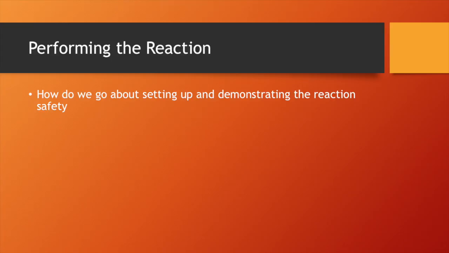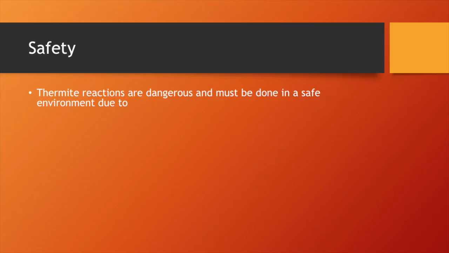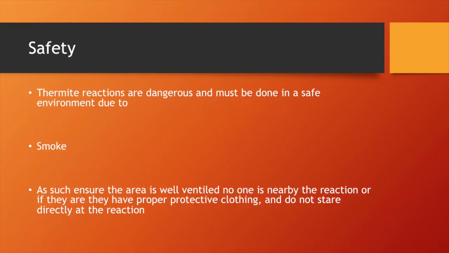So how do we go about setting up and demonstrating this reaction safely? First things first, the thermite reaction is quite dangerous and proper safety precautions must be taken. Ensure that the area is well ventilated as smoke is generated and we don't want to set off any fire alarms. A lot of heat is produced in the reaction, so ensure that no flammables are nearby and do not stare at the reaction as harmful ultraviolet rays are given off.